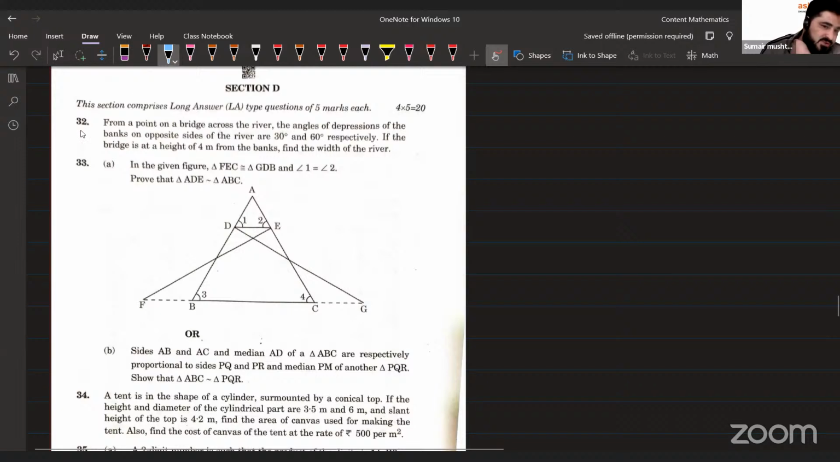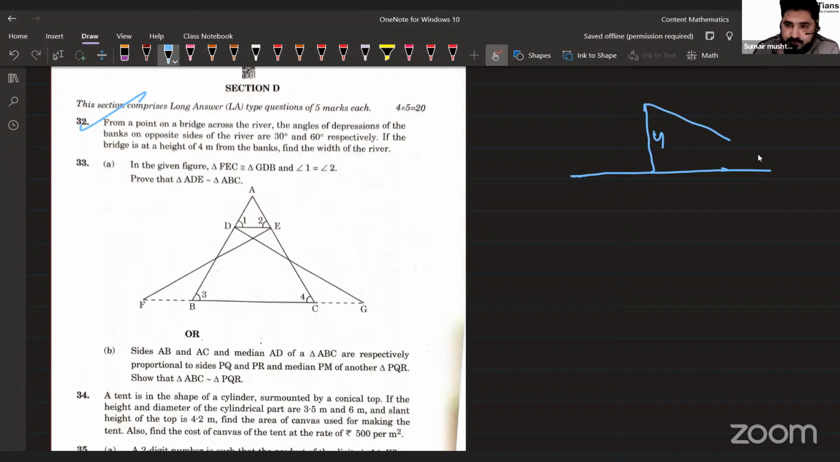Many times this question has been shown even from the NCERT point of view. From a point on the bridge across the river, the angle of depression to the banks on the opposite sides of the river is 60 and 30. If the bridge is at a height of 4 centimeter above the river, here the angles are 60, here the angles are 30. So what you have to do is find the width. I think this is easy. Is this so or not? Can do it. Okay.